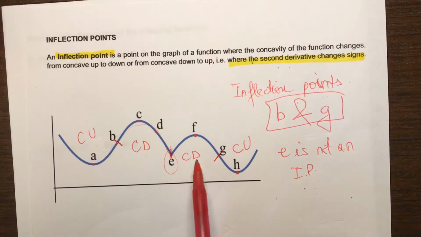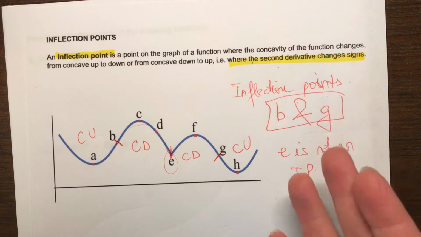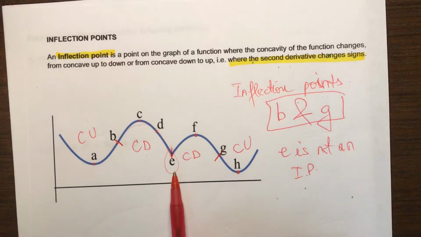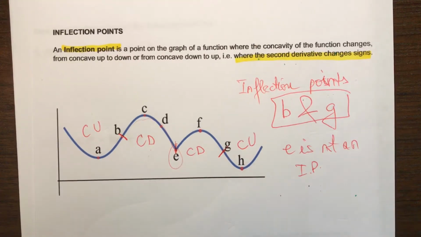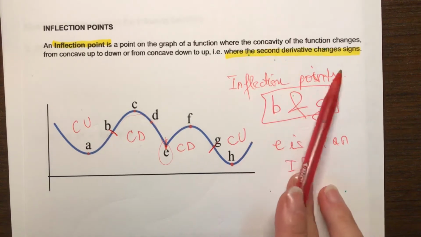It's still going from concave down to concave down, from a negative second derivative to also a negative second derivative. So as we saw in 2.1, we had what we call the critical numbers or the critical points, but not every single critical point led to a minimum or a maximum. So the same thing here. Something's going to happen at E, but it's not an inflection point. So only where the second derivative changed signs.